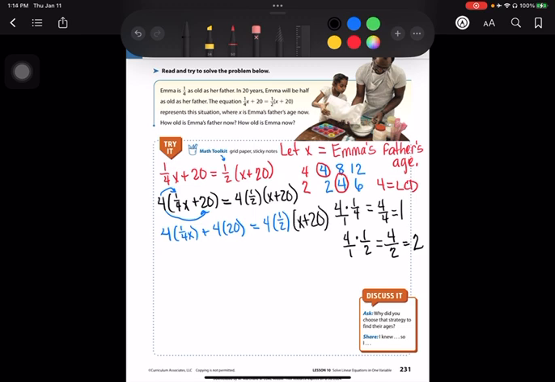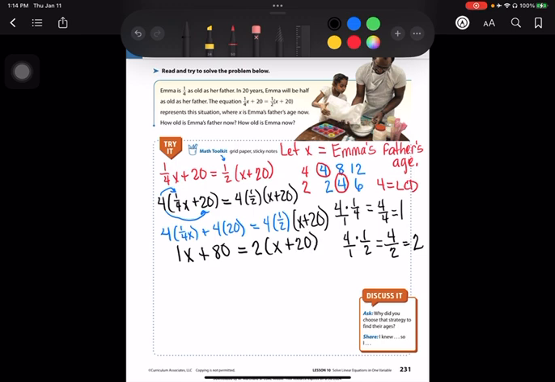Okay. So now we multiply 4 times 1/4 x. We already did our scratch work on the side. So 4 times 1/4 gave us 1. So that gives us 1x plus 4 times 20 is 80 equals 4 times 1/2. So 1/2 of 4 is 2. And inside parentheses, we have left x plus 20.